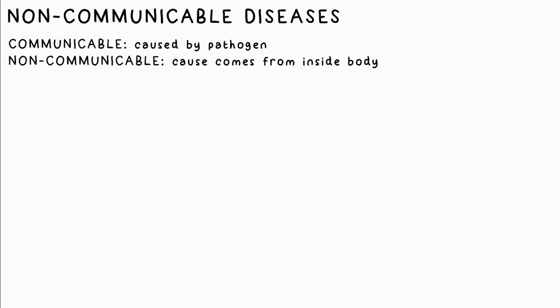CVD, cardiovascular disease, is an example of a non-communicable disease, as the cause of it comes from inside your body. Other examples of such diseases include autoimmune conditions like allergic reactions, and cancer. A communicable disease must be caused by a pathogen that enters your body that will cause a viral, bacterial, or fungal infection. Again, more on these in a bit.